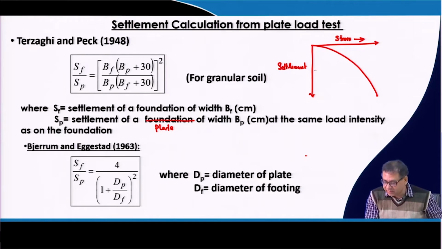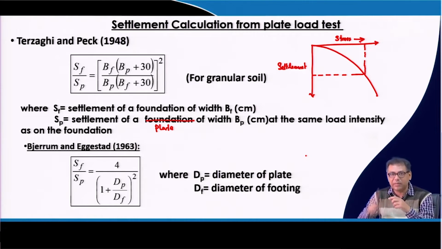For example, this is the settlement we are getting. So, we know the permissible settlement of the foundation, we know the width of the foundation and the plate, then you put those values. The only unknown is the settlement of the plate, so we will get the settlement of the plate. Now, corresponding to that settlement of the plate, the stress that I will get will give me the allowable stress. So, that much stress can be applied on the foundation, because these settlements are at the same load intensity. This way I can determine the load carrying capacity of the foundation.